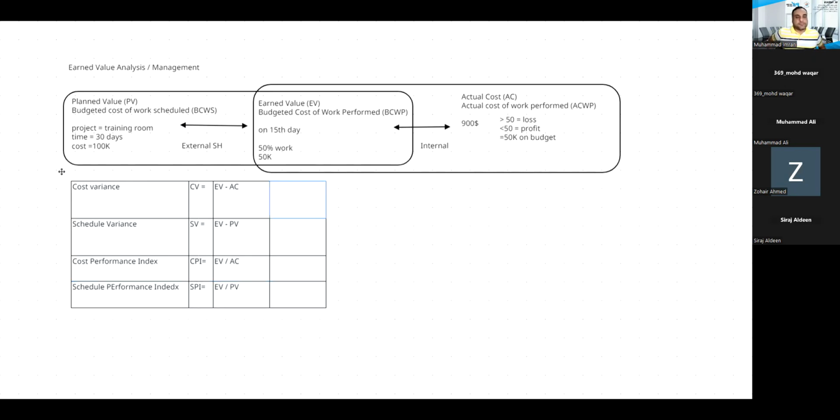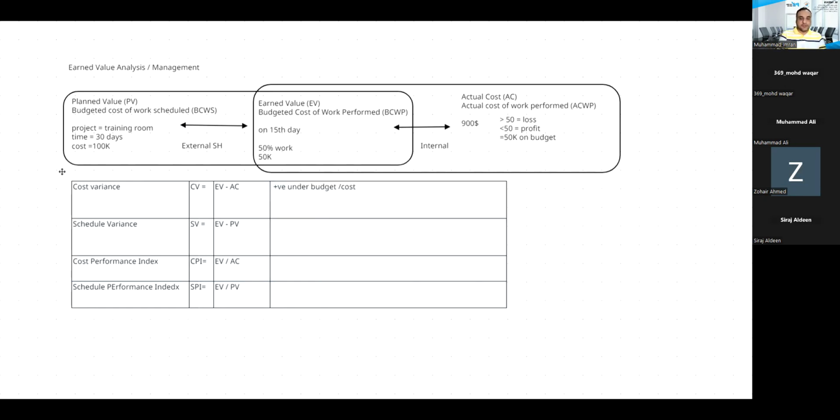Now let me write the legend for this. What is a legend? If the result of this formula is a positive value, we will call it under budget or cost. If the result of this equation comes negative, we will call it that we are over budget or cost. If the answer equals 0, we will call it on budget or cost.